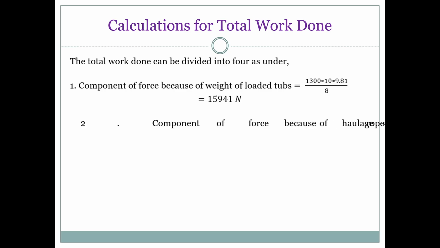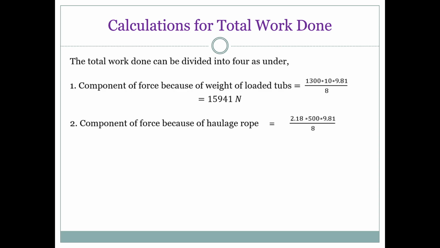So let's come to the component number 2. Component of force because of the haulage rope, that is given by 2.18. So 2.18 happens to be the mass of the rope in kg per meter, multiplied by 500, that is the length of the haulage plane, multiplied by acceleration due to gravity, multiplied by the gradient factor. So when you do this, we get a numerical value of 1336.6 newtons.